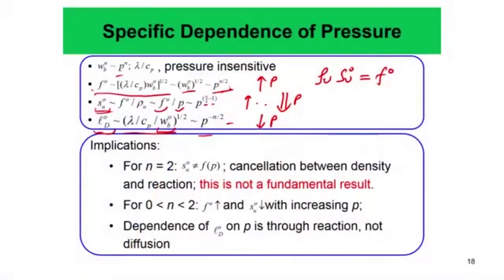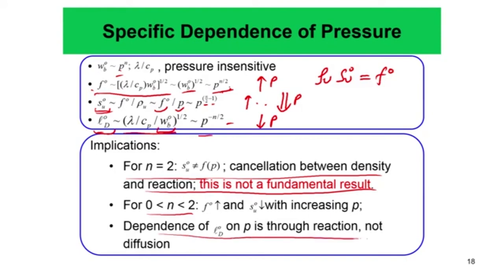So, as we have seen, the implications: we have already discussed that for n equal to 2, F is not a function of pressure, and this is a cancellation between density and reaction, but this is not a fundamental result. Okay, for n between 0 and 2, F increases with pressure, but S decreases with pressure, which is mostly the case, and the dependence of LD on pressure is through reaction but not through diffusion. As a result of that, because lambda by Cp does not depend on pressure, your LD0 invariably decreases with pressure.